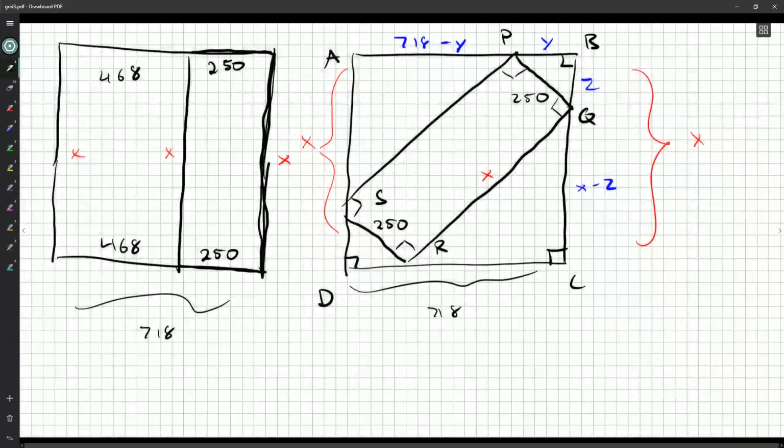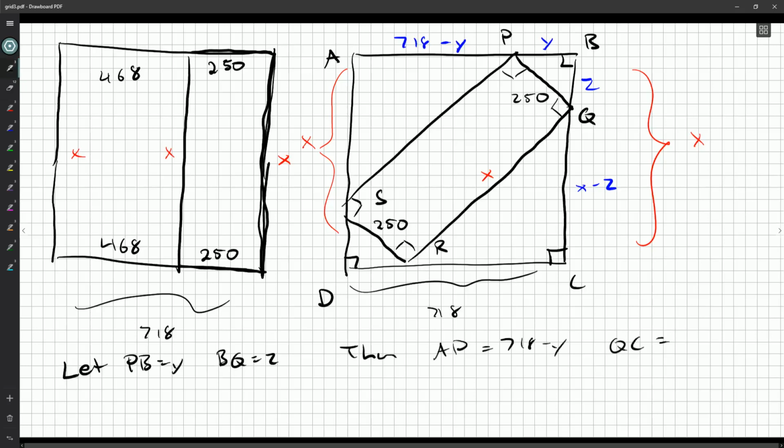Yep. So you would start off by saying something like, let PB equal y. Oh, I don't need this z because I guess it's the square root of 250 squared minus y squared, but I'm going to leave it as is and make my equations look a little nicer. But if I need to, I can get this just with one variable. So we'll say BQ equals z. Then AP is 718 minus y. QC is x minus z. Let's also say BC is x.